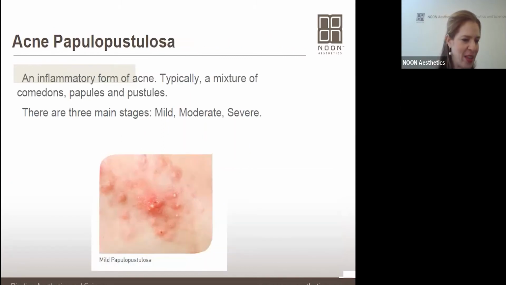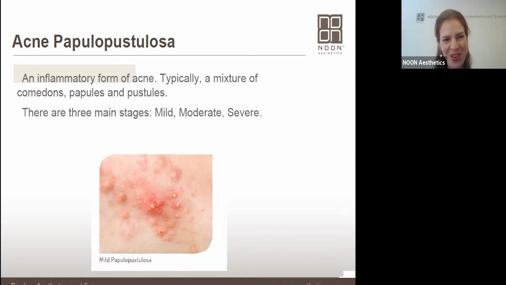Okay, so let's move on to the second stage. I said there are three. One is behind us, there are two more. Let's talk a bit about acne papulopustulosa. This is an inflammatory form of acne, typically a mixture of comedones, papules, and pustules.